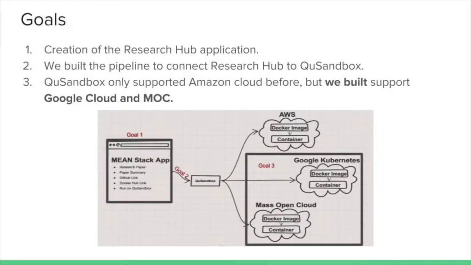We identified three main goals in this project. The first goal was to create an application called Research Hub. Research Hub is where researchers could go and publish their code and project-related materials. The second part of the goal was to create a pipeline between Research Hub and Sandbox. Finally, we also wanted to extend Sandbox services to allow Google Cloud and Massachusetts Open Cloud services.